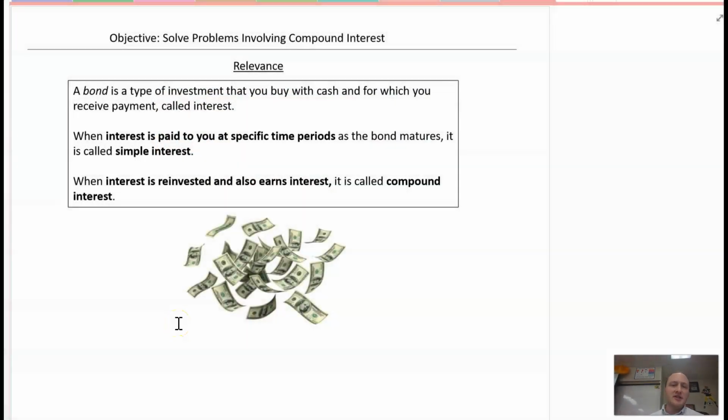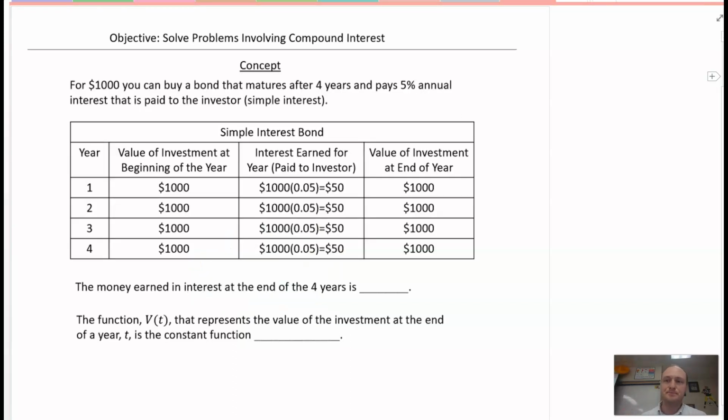Now, a bond is a type of investment that you can buy with cash for which you receive payment or interest. When interest is paid to you at a specific time period as the bond matures, it is called simple interest. That's just paid out. Now, if that interest is invested back into an account, then you earn interest upon interest upon interest, and that is compounded, and that should resemble an exponential model to you.